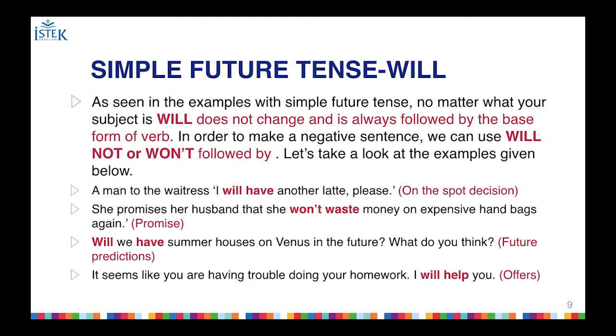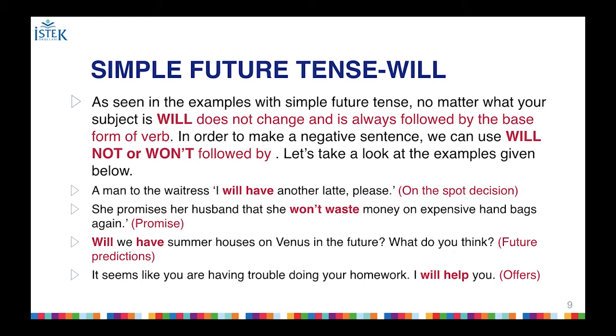Let's take a look at the structure of will. As we have seen in the examples with simple future tense, no matter what your subject is, it could be I, you, we, they, he, she, it, plural, singular, doesn't matter, will does not change and is always followed by the base form of the verb. When we want to make a negative sentence, we can use will not or won't. Let's take a look at the examples given below.